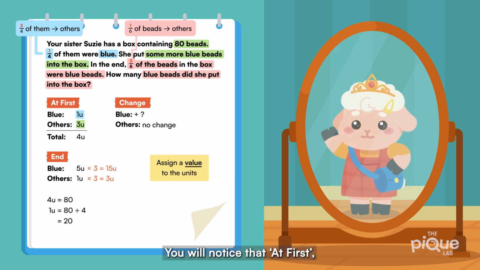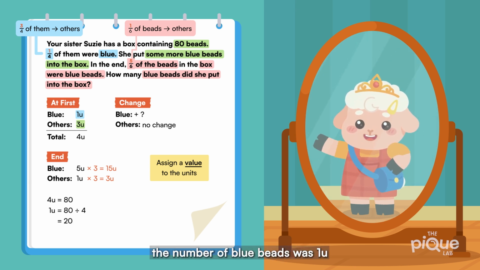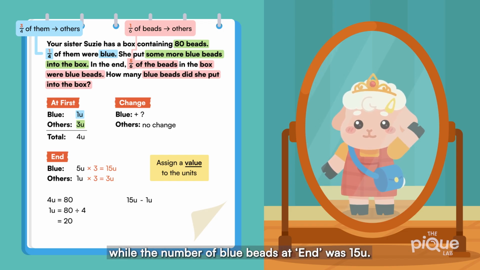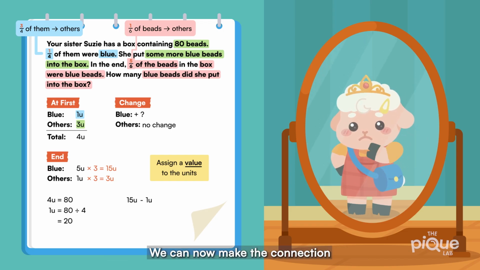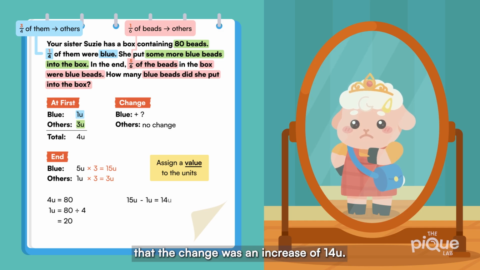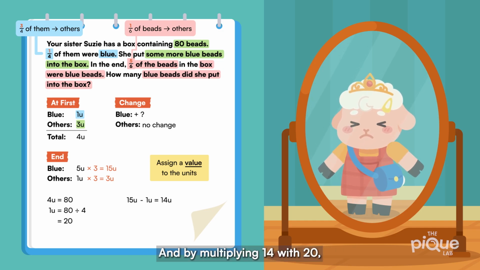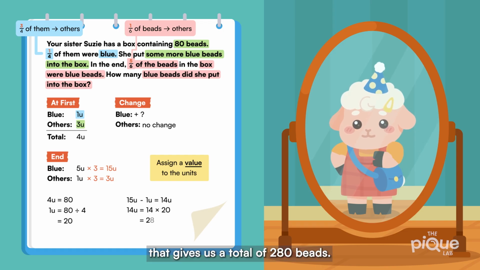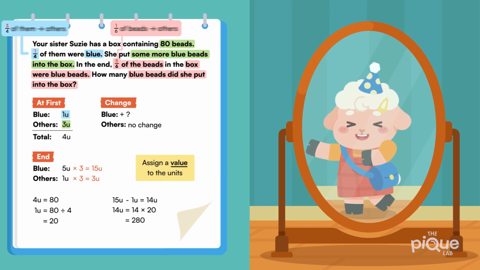You will notice that at first, the number of blue beads was 1 unit, while the number of blue beads at end was 15 units. We can now make the connection that the change was an increase of 14 units. And by multiplying 14 with 20, that gives us a total of 280 beads.